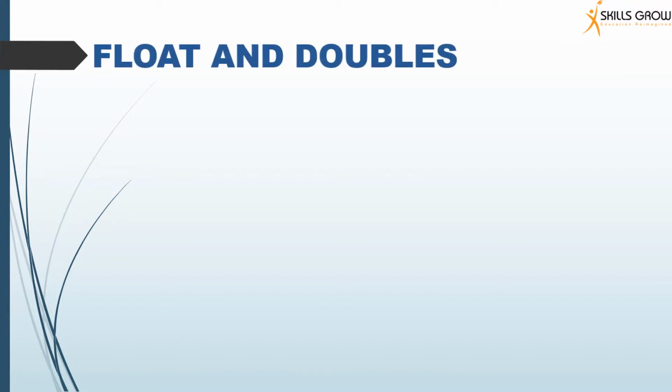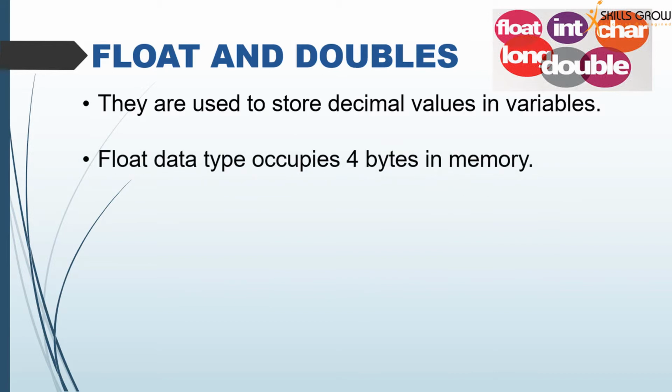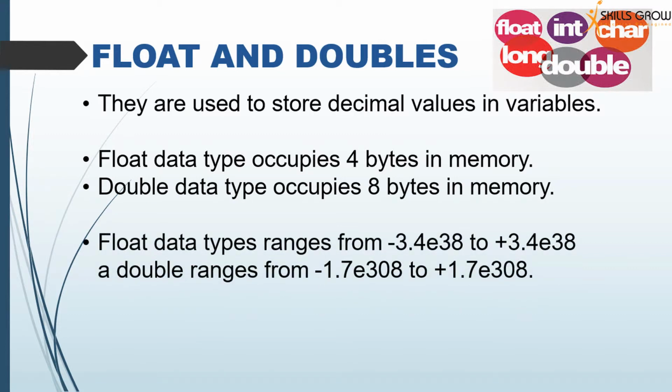Floats and doubles. These are used to store decimal values. Float data type occupies 4 bytes in memory and it can be used up to 6 digits in decimal, whereas double occupies 8 bytes in memory and it can be used up to 6 digits in decimal. The range of float data type is -3.4e38 to +3.4e38, whereas a double ranges from -1.7e308 to +1.7e308. A double can be declared by writing double keyword followed by a variable name.